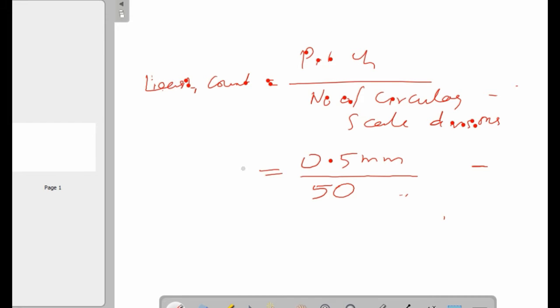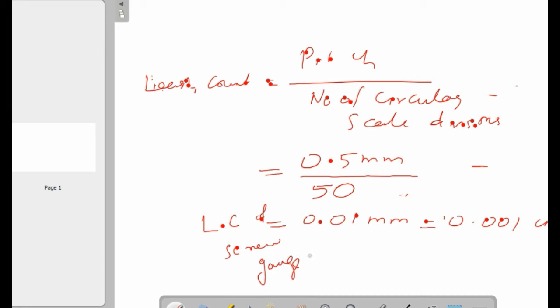When you make a complete rotation, one rotation, you move it by 0.5 mm. So in that one rotation, there are 50 divisions. That's what it means. So the value is 0.01 millimeter, which can also be written as 0.001 centimeter. So this is the least count of screw gauge.